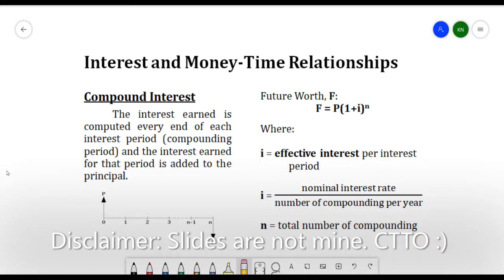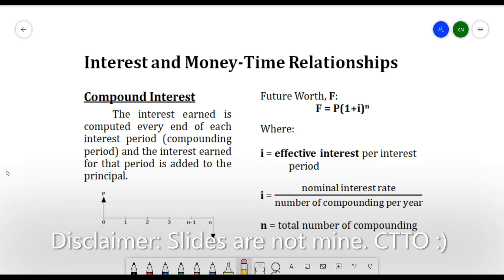Hello everyone. So in this video, we will be discussing compound interest, still under the interest and money time relationships. Last time, from the last session, we have discussed simple interest, the two types of simple interest. And now we will be discussing compound interest and how we are going to solve some problems related to compound interest.